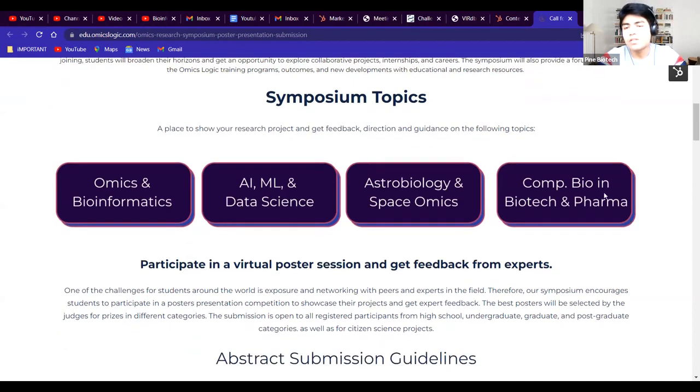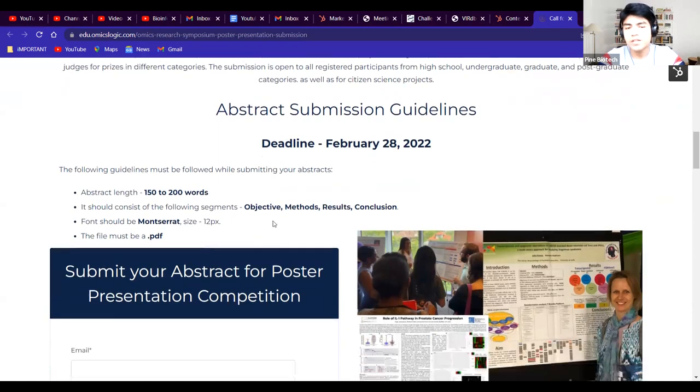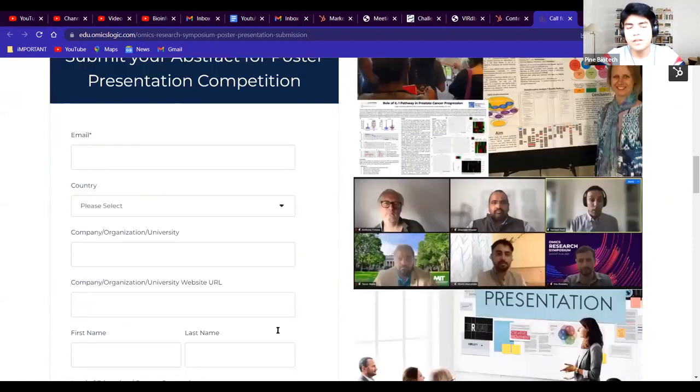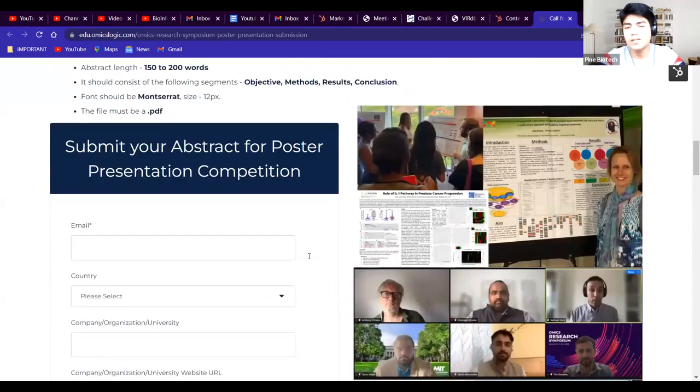And finally, if your research is in the domain of computational biology, biotech and pharma, you're also welcome to submit your abstracts here. Now here's a quick guideline for the abstracts. The abstract length can be from 150 to 200 words. You should divide it into segments such as objective, methods, results, and conclusion. The font should be Montserrat, 12 points, and it must be a PDF file. Convert it into a PDF and submit it using this form right here. Just go down, and you will get an option to choose your file and submit your abstract. The deadline is 28th February, so keep that in mind.